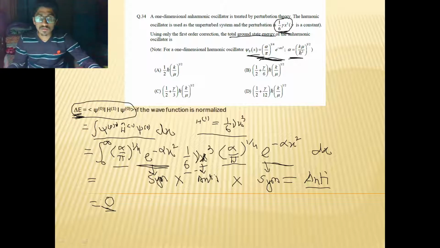So without solving for the ground state energy, you can do this question. Why and how? Because the first order correction is 0, the total ground state energy of the anharmonic oscillator is going to be equal to the ground state energy of the harmonic oscillator. And look at the options. Here gamma by 3 is given, here gamma by 6 is given, here gamma by 12 is given. These three options contain the perturbation term, but not this one. So from our knowledge we can choose this option as the correct one, and believe me, this is the correct option of this question.